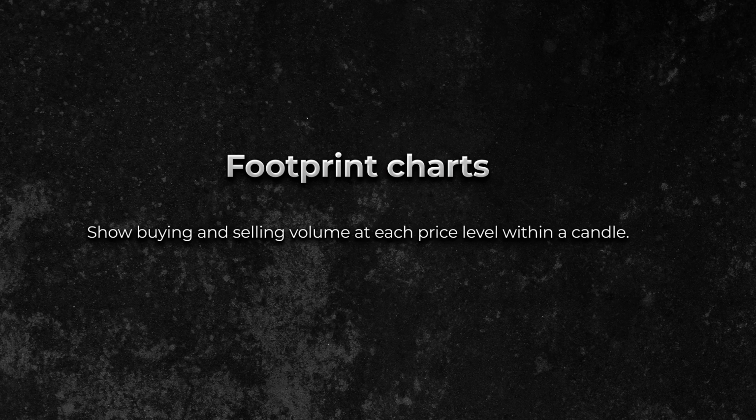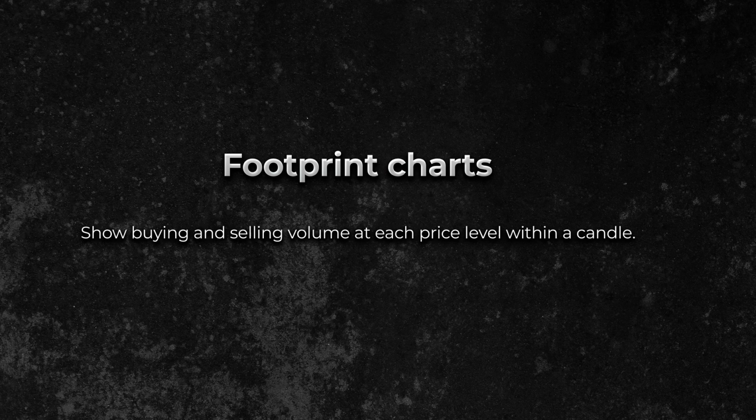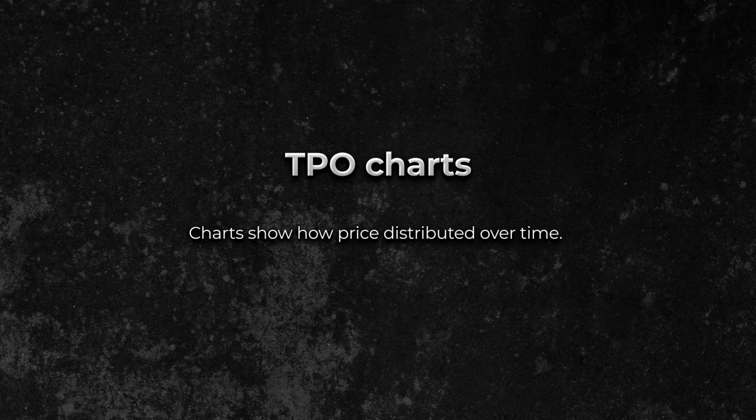Now, let's talk about Order Flow Plus. NinjaTrader Prop's Order Flow Plus suite includes footprint charts, also called volumetric bars, and TPO charts, also known as market profile charts, for volume and order flow analysis. These are available to traders on funded prop accounts. Footprint charts show buying and selling volume at each price level within a candle. TPO charts show how price distributed over time. Together, they give you structural context that standard price charts can't provide.